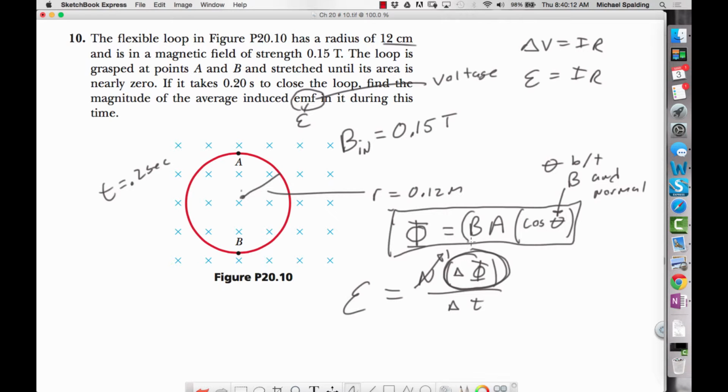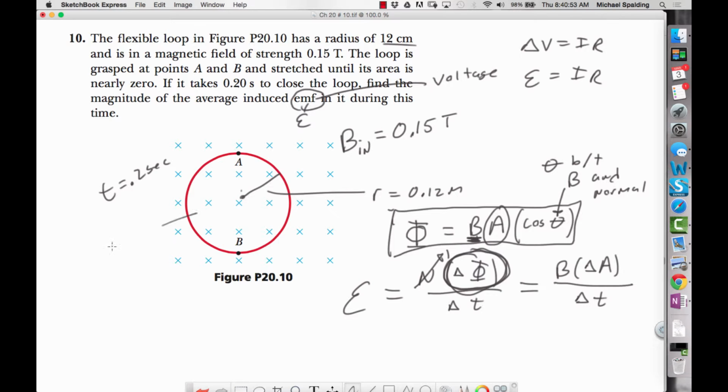There are three different ways to change the flux. In some problems it's the magnetic field changing. In other problems it's the area of the loop changing. And in other problems, you're going to see the angle between the normal line and the magnetic field changing. In this problem, what's causing the flux to change? The area. So I'm going to write the change in flux as B delta A. The field is not changing, so you multiply it by the change of area, and that gives the change in the flux. Then divide that by the time, and that gives the voltage.